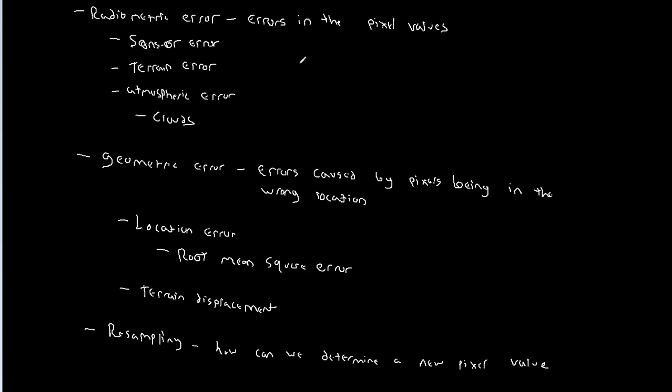So again, outline: geometric and radiometric error. We're going to talk about the different types, and then we're going to end up talking about something called resampling. So if any of this doesn't make sense, that's okay, because we're going to go through each thing in more detail. But as always, if you do have any questions, please reach out.